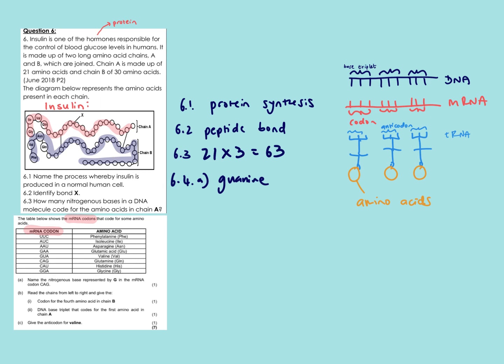So you've got chain B, the purple one, 1, 2, 3, 4. You're reading from left to right. So that is GLN. So you read here, you find GLN, and that's glutamine. And now the question here, you don't just write what glutamine is, you say you need the codon. So here you simply read it from the table, and that's going to be CAG. So you just write CAG. The next question is the DNA base triplet that codes for the first amino acid in chain A. So the first amino acid here is GLY, which is glycine.